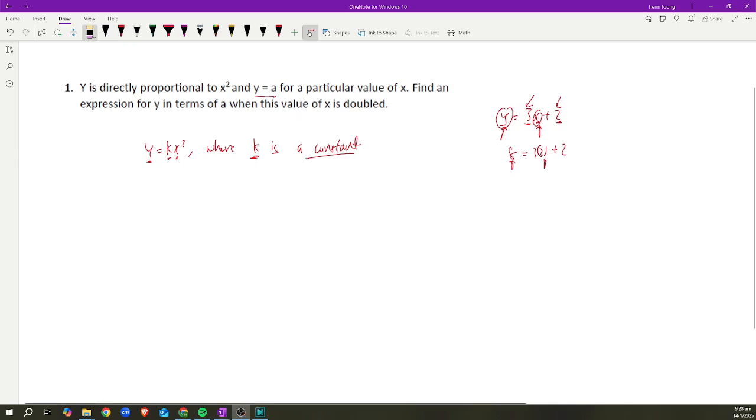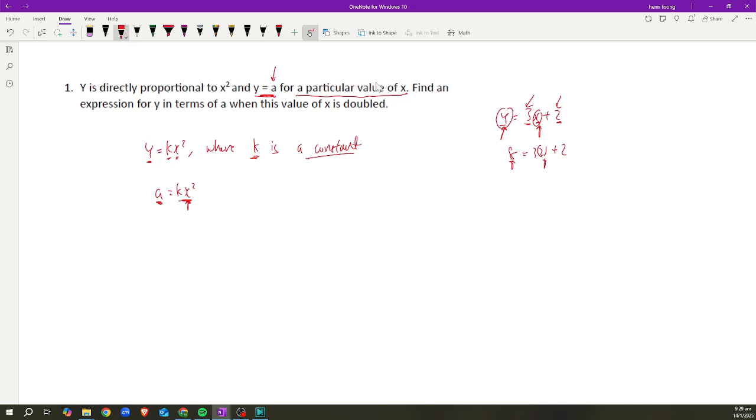Okay, the question then states that y equals a for a particular value of x. Some people will be tempted to write a equals kx squared. This is actually wrong because this statement says that a is equivalent to kx squared for all values of x. Remember, x is a variable, which means you can substitute any value in there. But this is not true. The question states y equals a only for a particular value of x. By the way, a here is a constant. So y takes on a fixed number for a particular value of x.